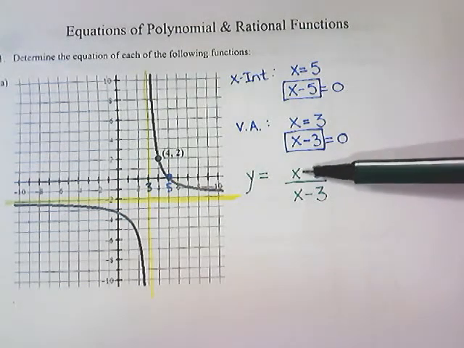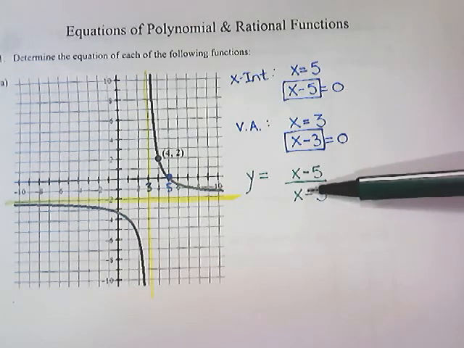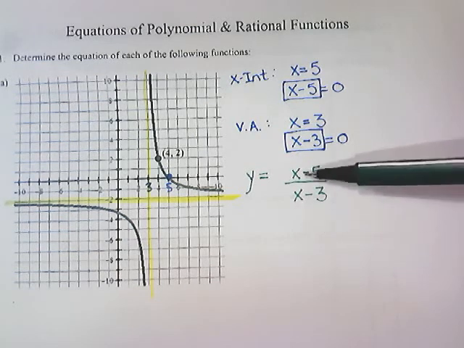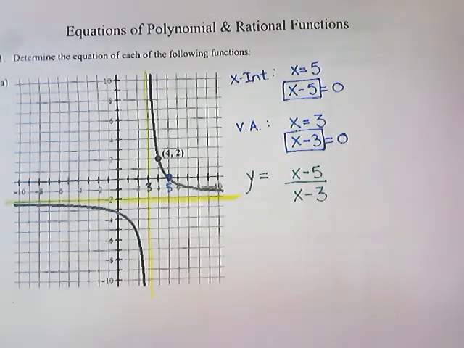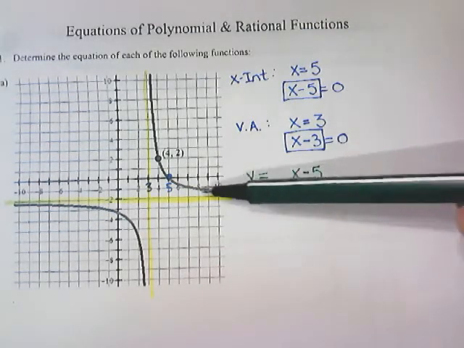Here is a way I can check to see if I have done this correctly. The degree on the top is x to the power of 1, and the degree on the bottom is x to the power of 1. So they have the same degree, the same highest exponent, telling me that this should have a horizontal asymptote, which we have, right?